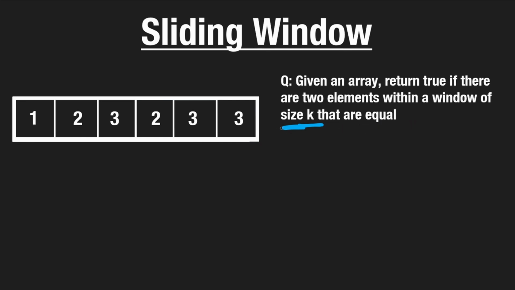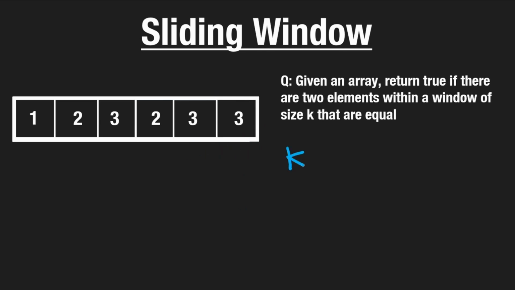And within a window of size k basically means that the window can be at most of length k. And the two elements have to be different elements. So we can't just say that this window has two elements that are the same because they're not two different elements, because it's just the same position. They have to be in different positions.